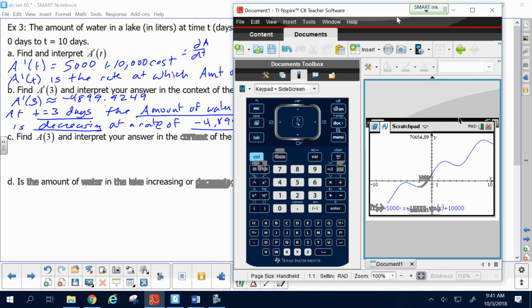Okay, let's think about it. On the graph then, where's that talking about? Here's time 3. Does that make sense, that the amount of water is decreasing? Well, yeah, the tangent slope's negative there. So yeah, it does feel like it's decreasing. We good? You with me?